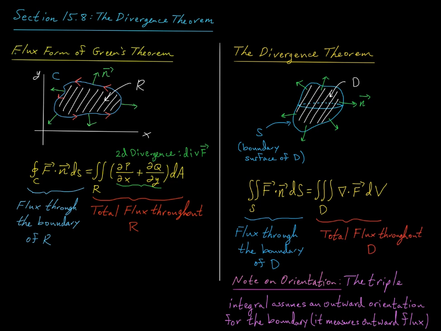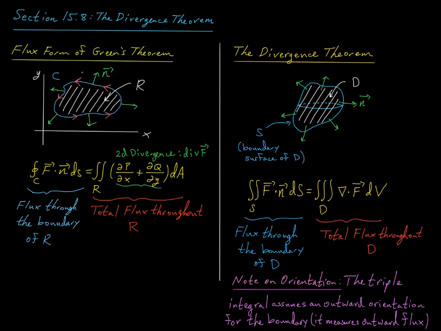Recall that we used the circulation form of Green's theorem to introduce Stokes' theorem. Here we're going to use the flux form of Green's theorem to introduce the divergence theorem. So let's first recall what it says. It says that the total flux of a two-dimensional vector field F throughout some region R in the xy plane is equal to the flux of that vector field through the boundary of the region.